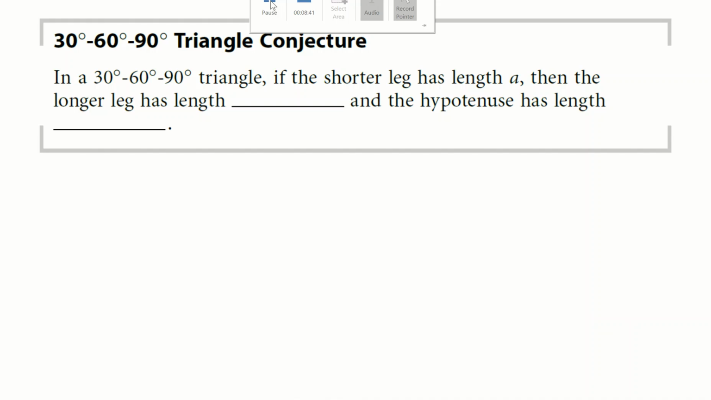Okay, so here's our next example. Let's move on to this other special right triangle. This one's called a 30, 60, 90. And again, that's referring to the angles of this right triangle.